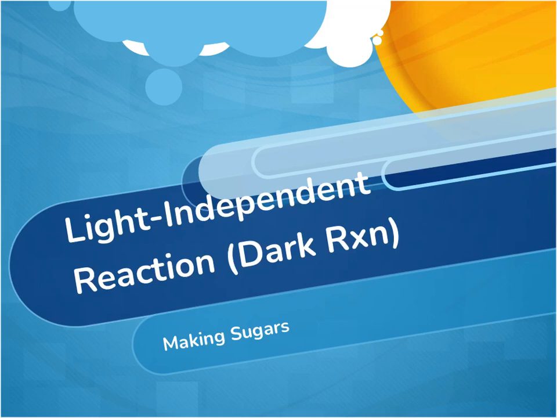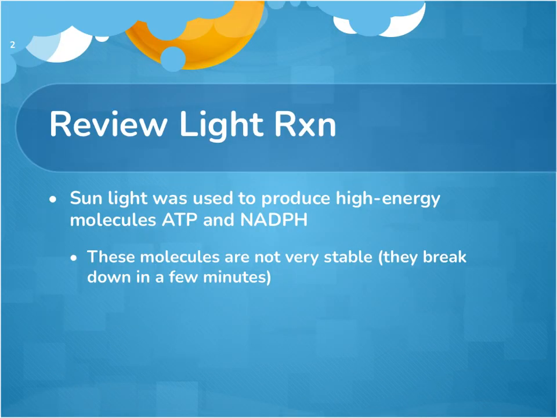In this lecture, we're going to talk about the light-independent reaction of photosynthesis, also called the dark reaction. It's the part that occurs without the need for sunlight. Quickly first, we'll review the light reaction.